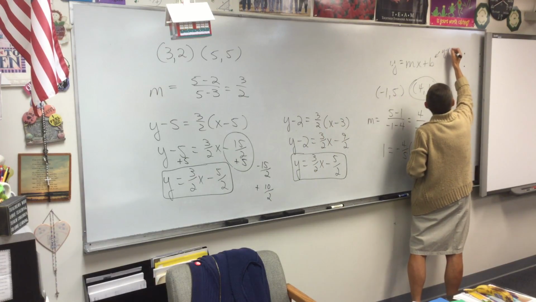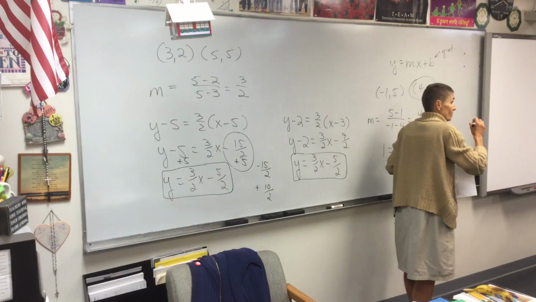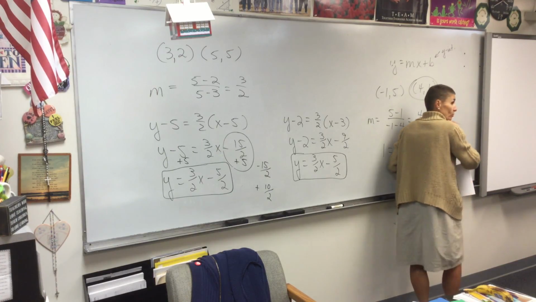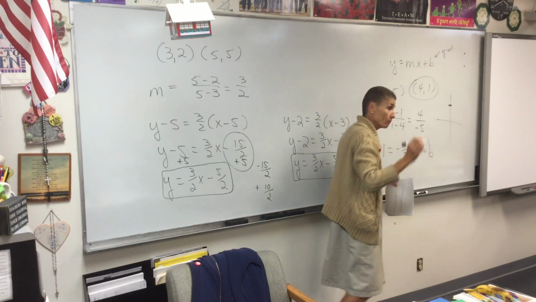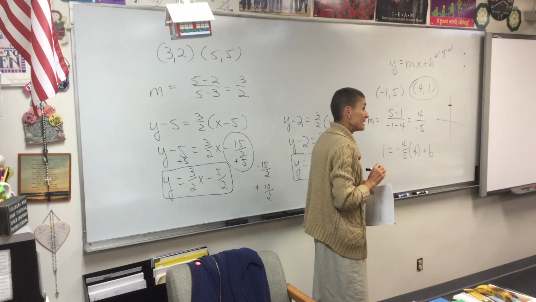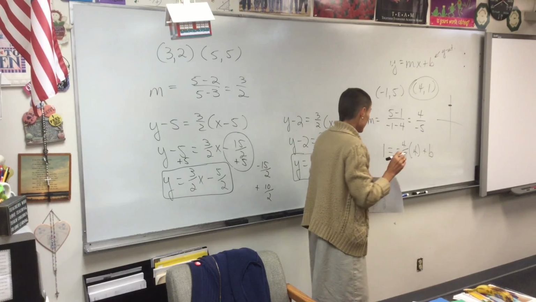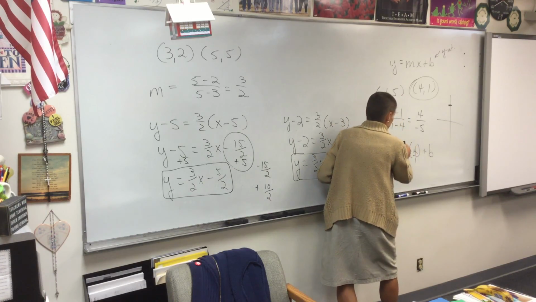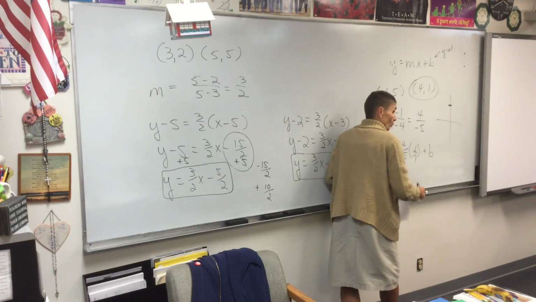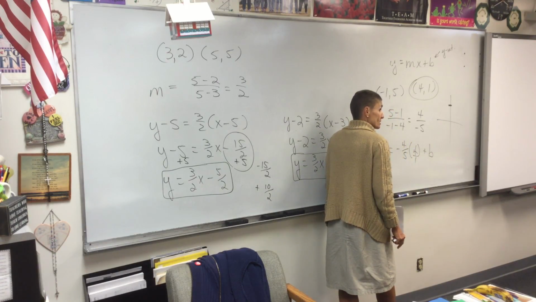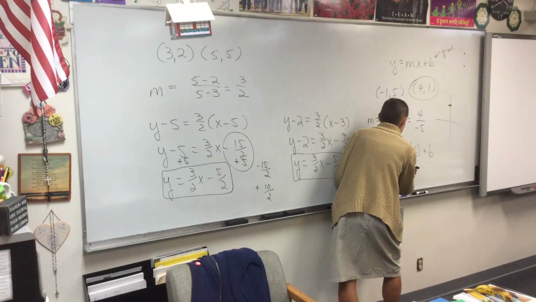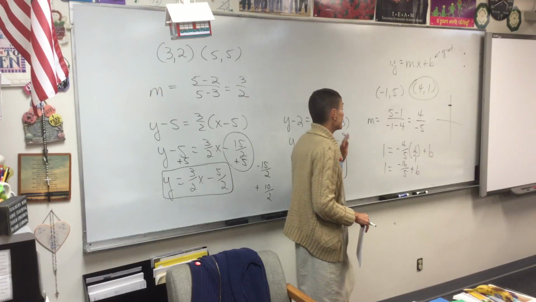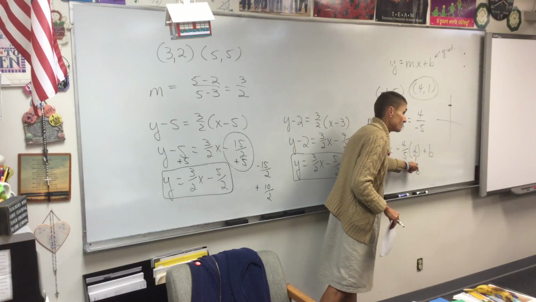If you were graphing this, that would be the point that you started with, and then you count up and over. But we need to figure out what b is. So we're going to multiply negative 4/5 times 4/1. What do I get? Negative 16/5. Remember, when you multiply fractions, it's top times top, bottom times bottom.